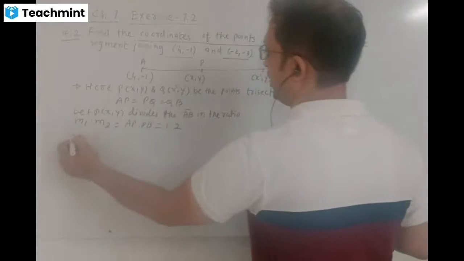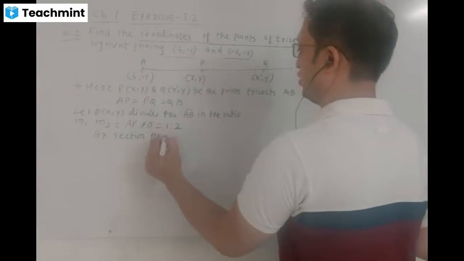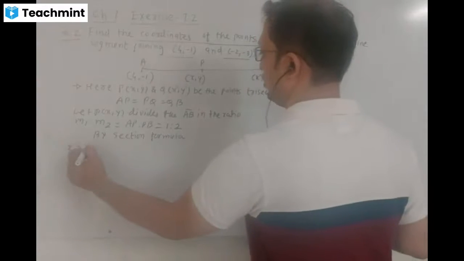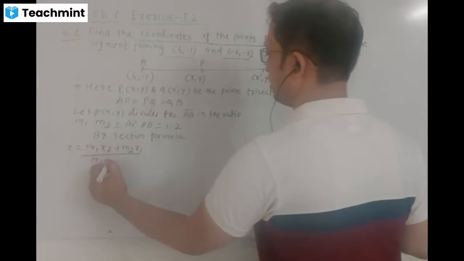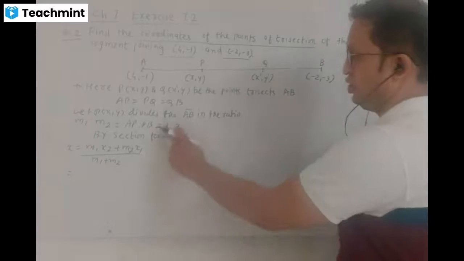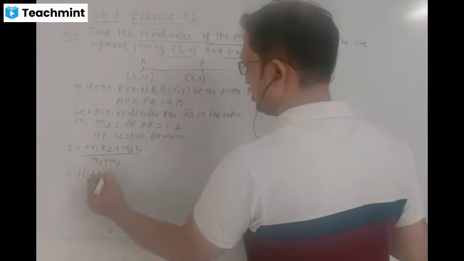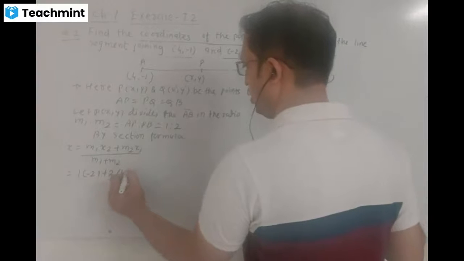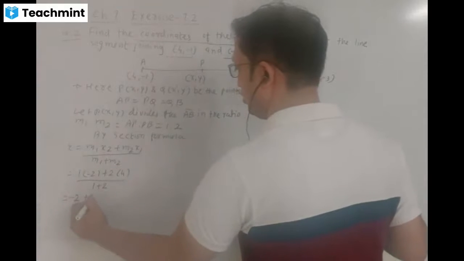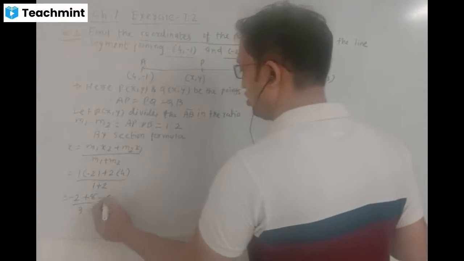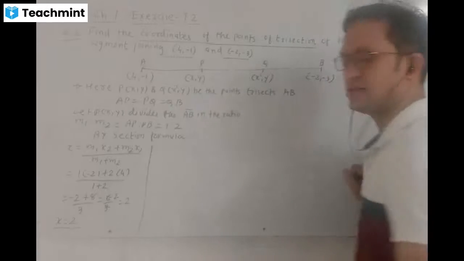Therefore, the coordinate of x by section formula: x is equal to (m1 x2 plus m2 x1) divided by (m1 plus m2). m1 is equal to 1, x2 is equal to minus 2, plus m2 is equal to 2, x1 is equal to 4, divided by 1 plus 2, that is minus 2 plus 8 divided by 3, that is 6 by 3. 3 twos are 6. Therefore x is equal to 2.